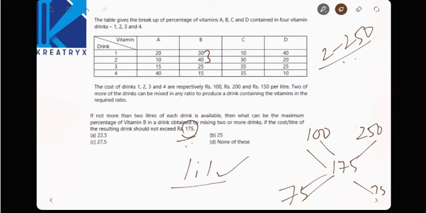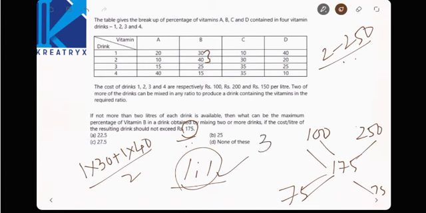Now if not more than 2 liters, then what is the maximum percentage of vitamin B? So see here, 1 into 30 plus 1 into 40, divided by 2, since the ratio is 1 to 1. So 30 plus 40 is 70, 70 by 2 is 35. So your resulting vitamin B must be 35%. There is no such option, so the answer is none of these.